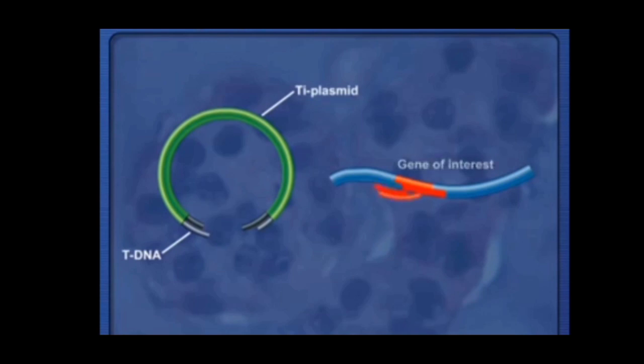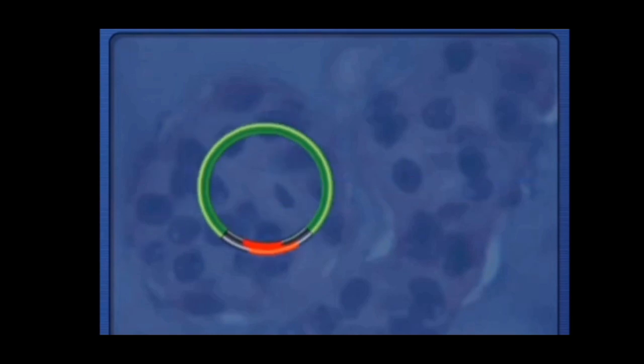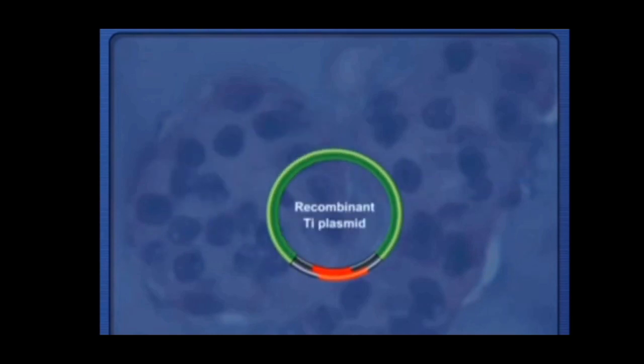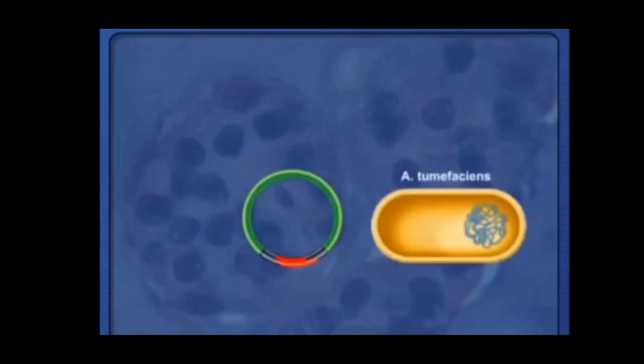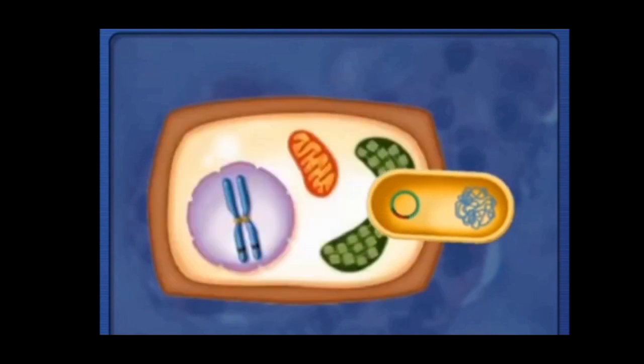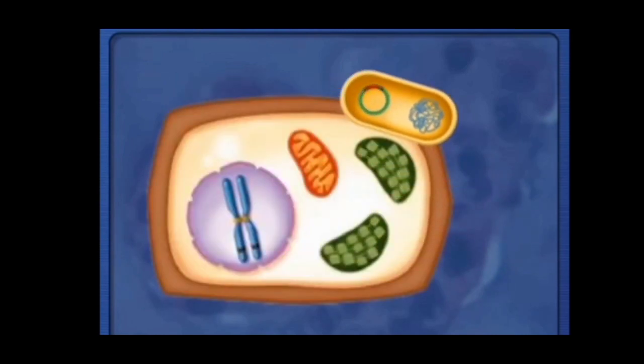The recombinant Ti plasmid is then transferred into an Agrobacterium cell lacking a plasmid, generating a bacterial cell containing the recombinant Ti plasmid. This bacterium can then attach to a plant cell to begin the process of gene transfer into the chromosome of the plant cell.